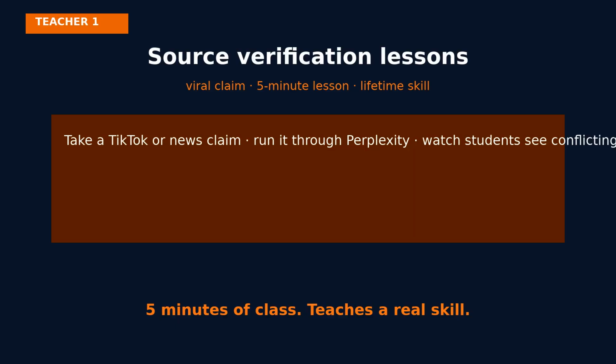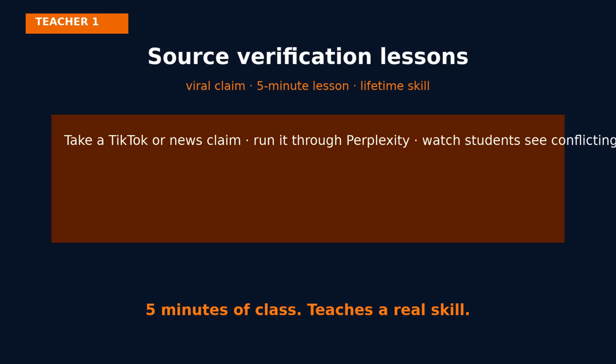2. Literature reviews. Whether you're writing a graduate paper, a grant proposal, or a parent newsletter, Perplexity can pull together background research in minutes that used to take a Saturday. You still verify the sources yourself, but the starting point is dramatically faster.